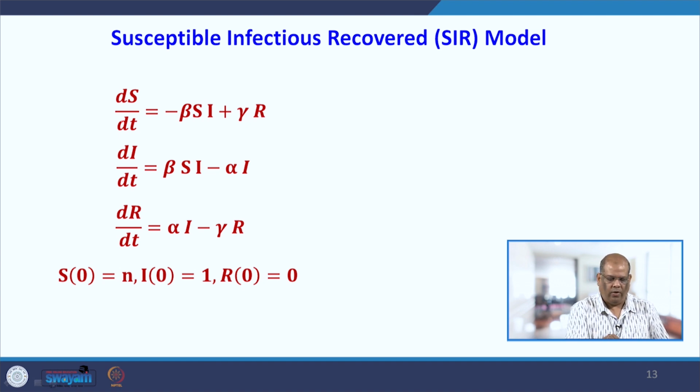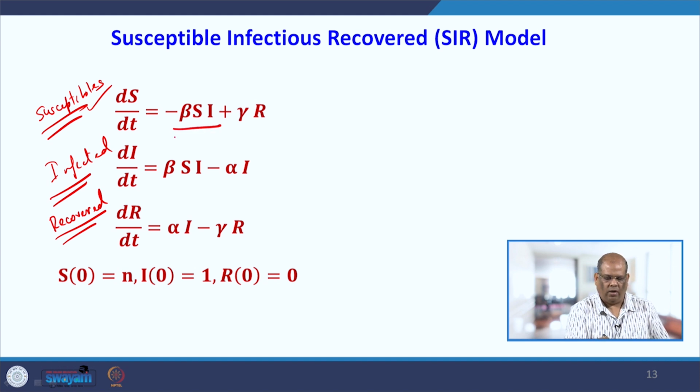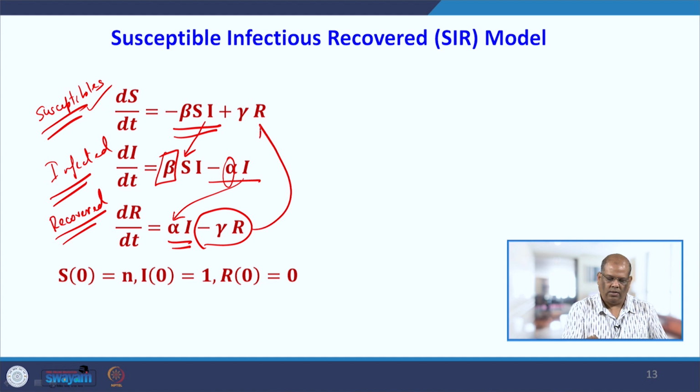So, there you have your rate of change of susceptibles. This is the infected, and this is called recovered. These three classes are there now. When an infected person comes in contact with a susceptible one, they infect that person, and hence this particular term comes here. The infection rate is beta. Now, from the infected class, some of the persons recover at a rate alpha, and since they move from the infected class to the recovered class, here it is minus alpha I, and it is added in the recovered class as plus alpha I. Now, from the recovered class, some people become susceptible again. So minus gamma R is going back to the susceptible class.